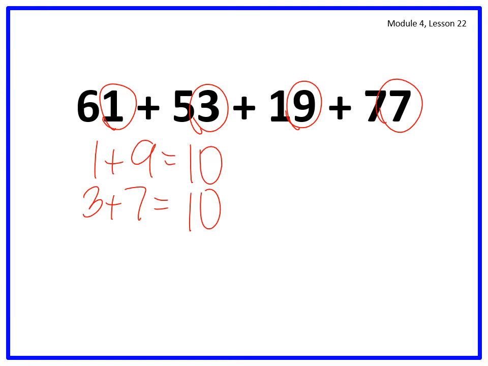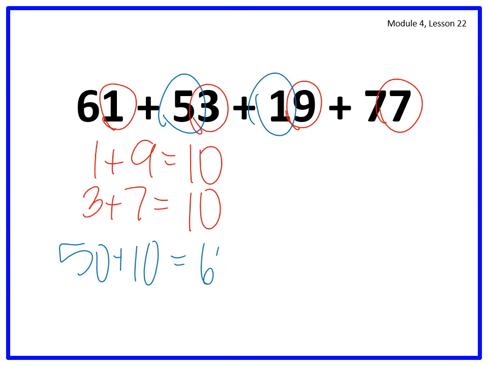Now let's take a look at the tens digit. Well, I see right away 5 tens plus 1 ten equals 6 tens. That has a value of 60. So 50 plus 10 equals 60. And then I know 60 plus 60 is a doubles fact. 6 plus 6 equals 12.